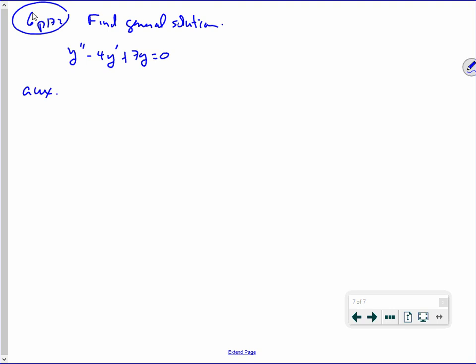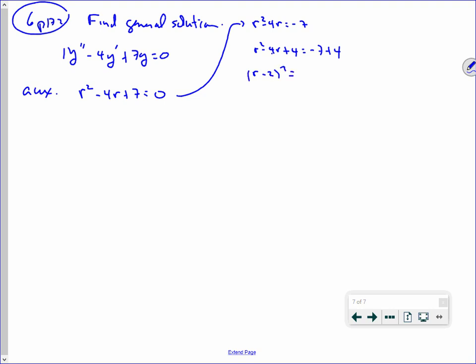The auxiliary equation: A is 1, B is negative 4, and C is 7. It's going to be r squared minus 4r plus 7 equals 0. I'm going to solve this by completing the square. Subtract 7. You can use the quadratic formula, I just feel like completing the square today. Take half of the first degree coefficient, square that, add it to both sides. So on the left, we have (r minus 2) squared. On the right, we had a negative 7, and 4 is a negative 3.